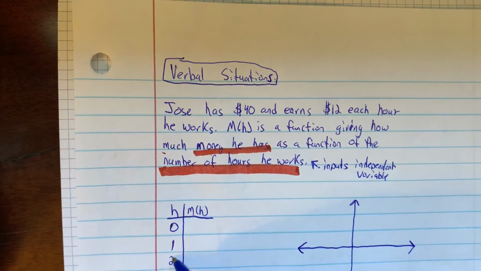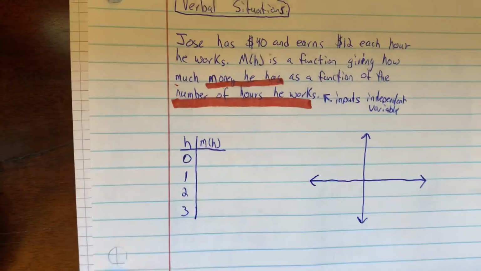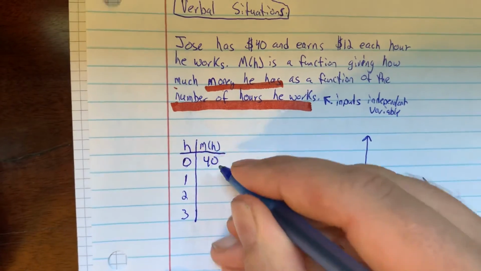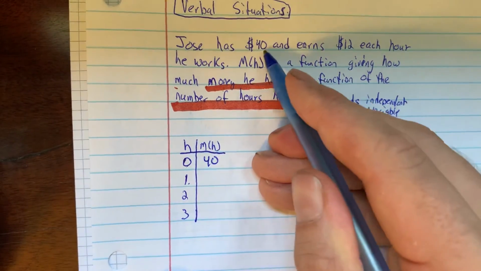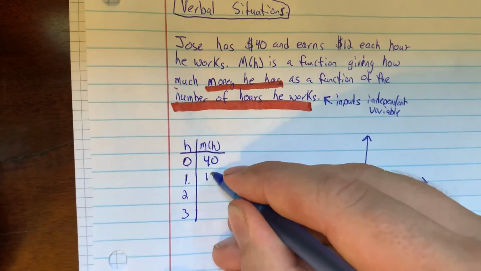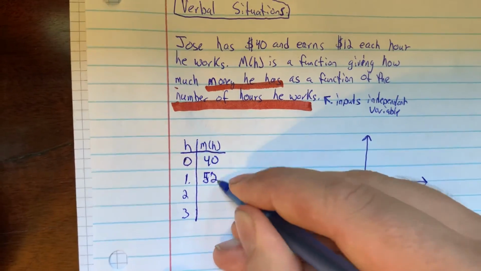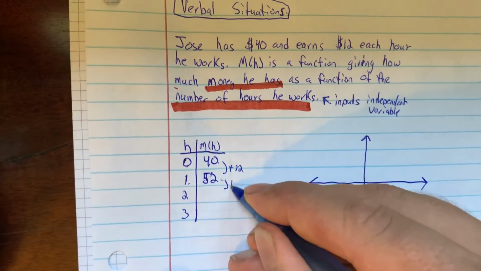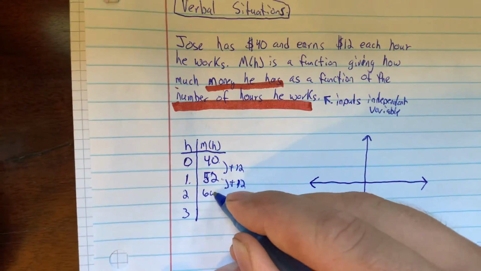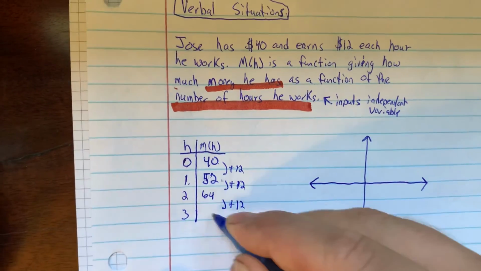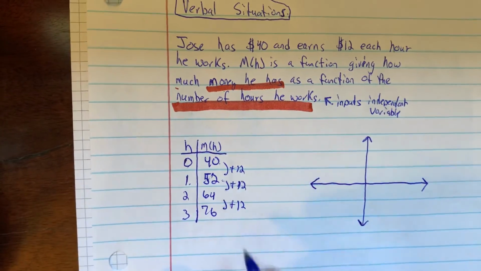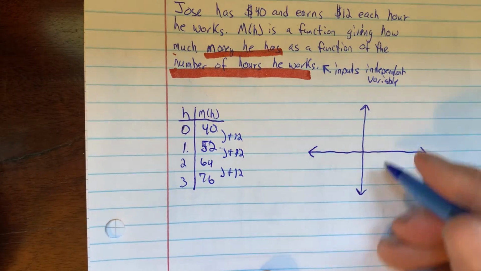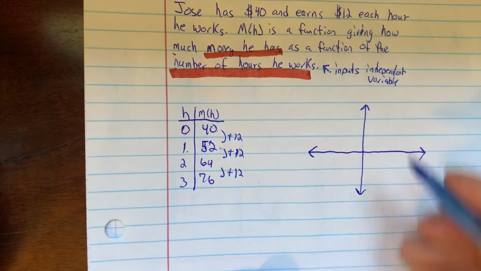And for different numbers of hours he works, I can think about this problem and find out how much money he has. When he works 0 hours, he has the $40 he started with. If he works 1 hour, he had $40 and he earned $12 in that first hour. So he has $52, the $40 plus 12. And in fact, each hour he works, he will add on $12 more. They don't ever mention him spending any money here. And so this is a specific type of function called a linear function that you should be familiar with. And we can make a graph and we could put these points onto a graph.